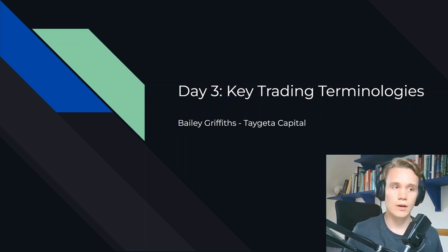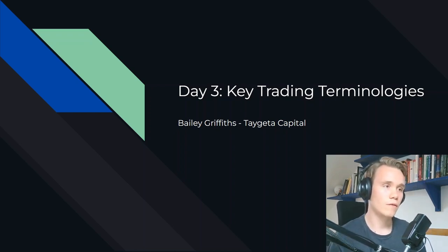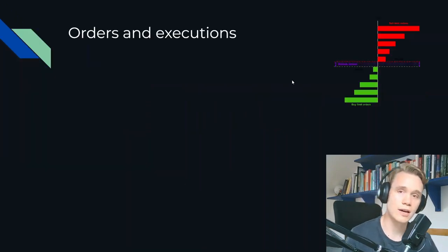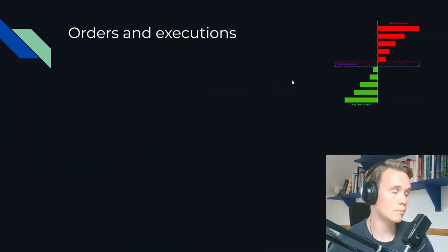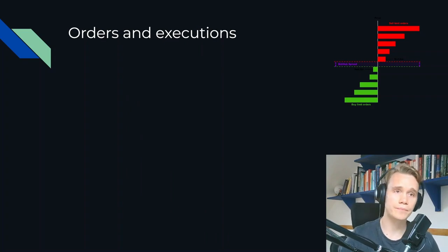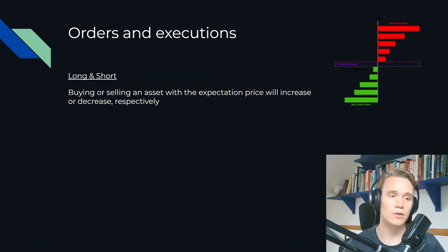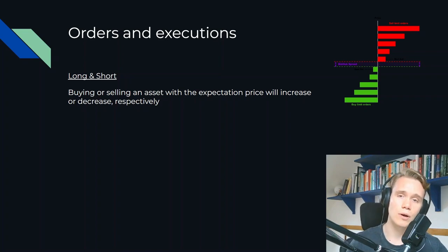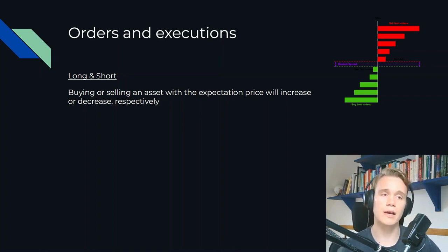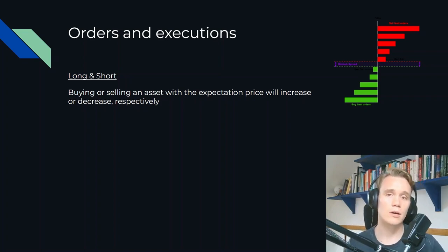But getting stuck into it, we're going to go straight into the first heading, which is orders and executions. So this is quite the important topic. Now, firstly, we have long and short. And basically what that represents is when we're buying or selling an asset with the expectation we'll see a price increase or price decrease respectively. So when we're executing a position in the market with the expectation of price moving to the upside, we're going long. And when we're executing a position with the expectation that the market will go to the downside, we're selling and we're short the market.